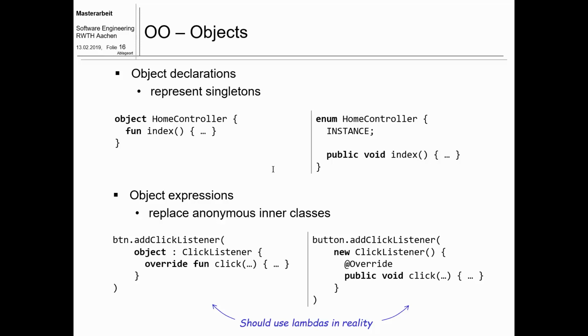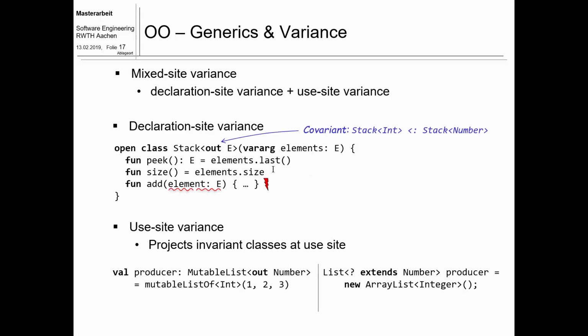So now let's get to the last topic I want to cover here, which are generics and variance in particular. So Kotlin here actually has kind of an innovative feature, which is quite unusual, which is called mixed site variance. They worked on this together with Cornell University, and it's basically a combination of declaration site variance and use site variance. So in order to understand variance, let's first take a look at declaration site variance.